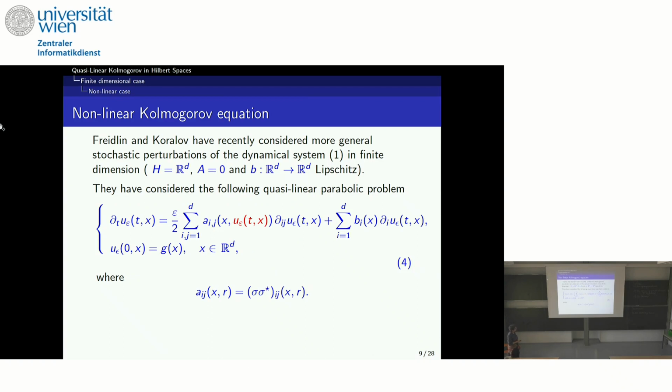So, in 2010, Freidlin and Koralov extended the theory of large deviation principle to the case of quasi-linear parabolic problems in R^d. So I mean that there is now a nonlinearity, and the terms of the second order depend on the solution itself. And as usual, I consider the following sigma sigma star, where sigma is the coefficient that was in front of the martingale term in the perturbed system number 2.